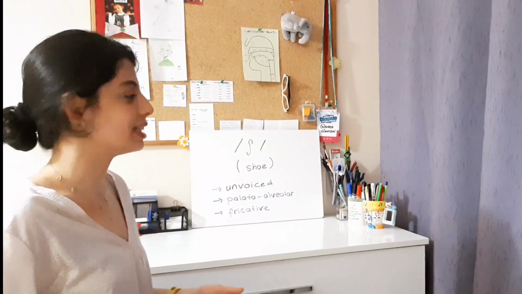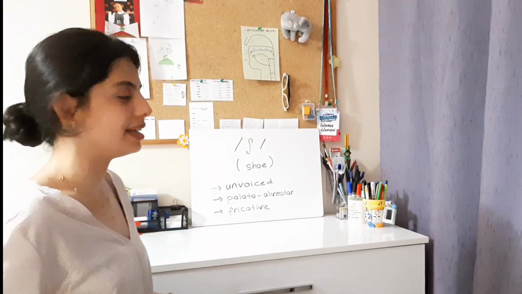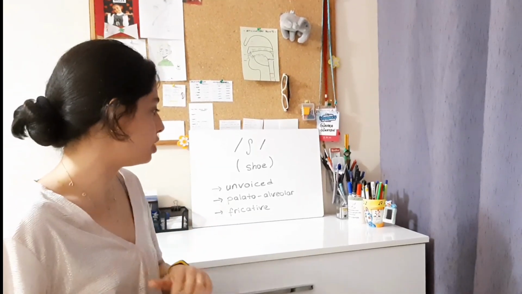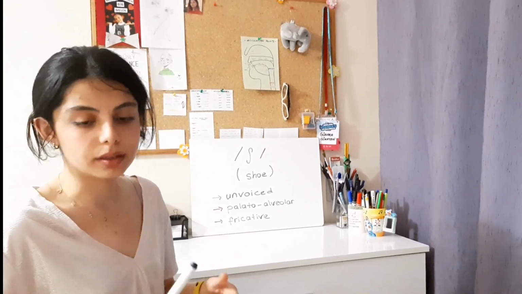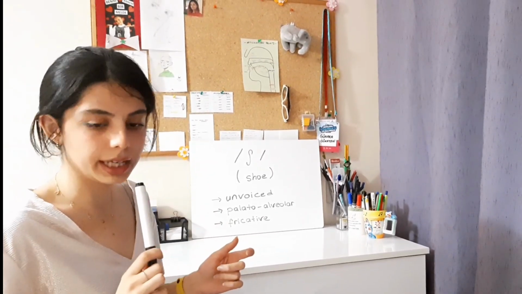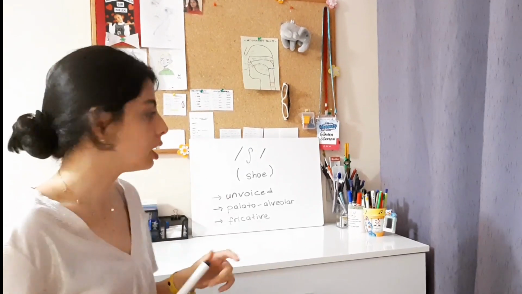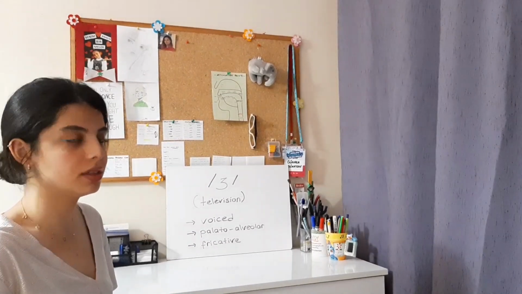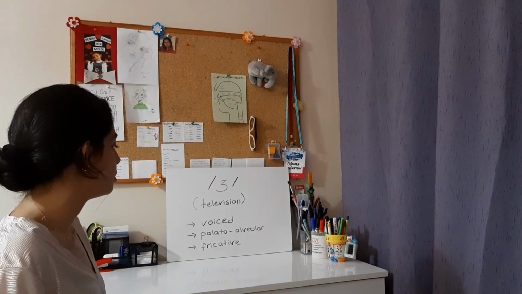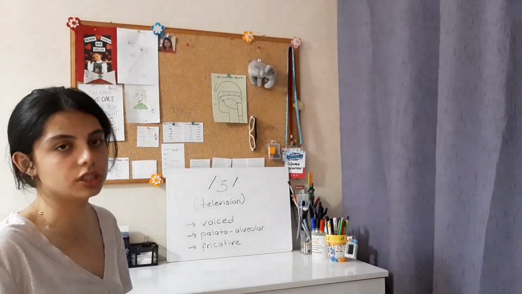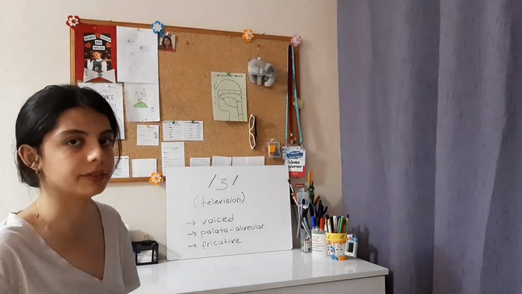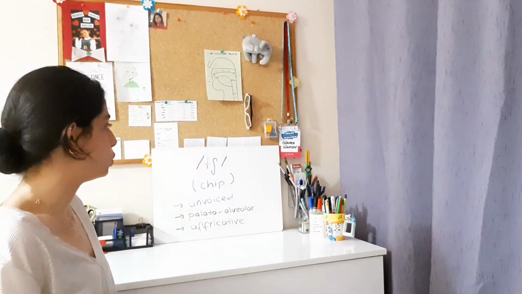Our next consonant is sh, as in shoe. Its unvoiced sound and its place of articulation is palato-alveolar. That means the tip of the tongue is touching the alveolar ridge. Its manner of articulation is fricative. Next is zh, as in television. Its voice sound and its place of articulation is also palato-alveolar, and its manner of articulation is fricative.